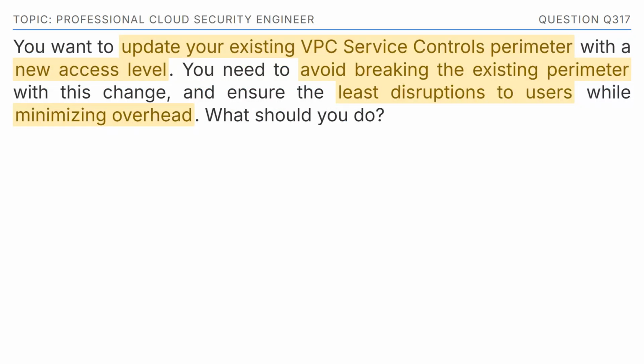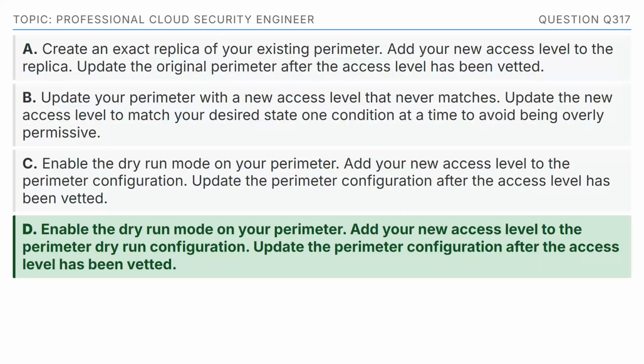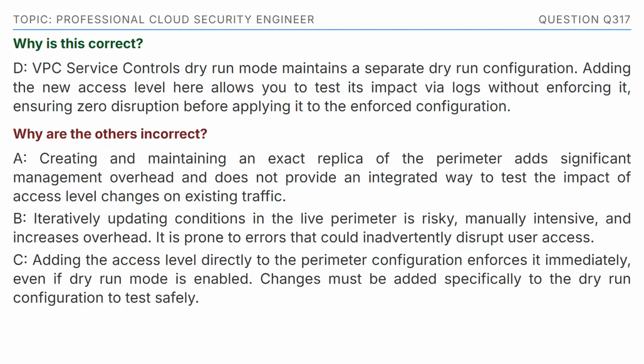To arrive at the correct answer, we focus on the keywords: update your existing VPC Service Controls perimeter, new access level, avoid breaking the existing perimeter, least disruptions to users, minimizing overhead. The correct answer is Option D, enable the dry run mode on your perimeter. Add your new access level to the perimeter dry run configuration. Update the perimeter configuration after the access level has been vetted. Why is this correct? D. VPC Service Controls dry run mode maintains a separate dry run configuration. Adding the new access level here allows you to test its impact via logs without enforcing it, ensuring zero disruption before applying it to the enforced configuration.